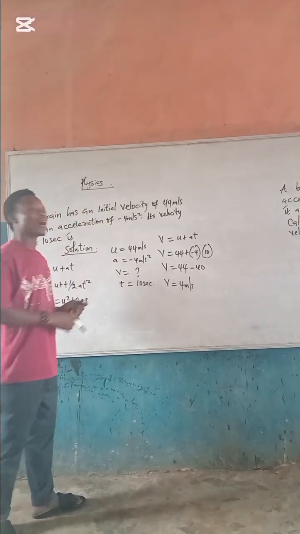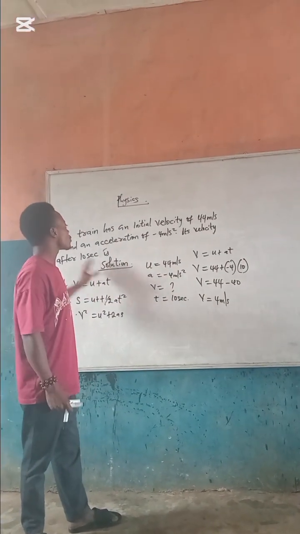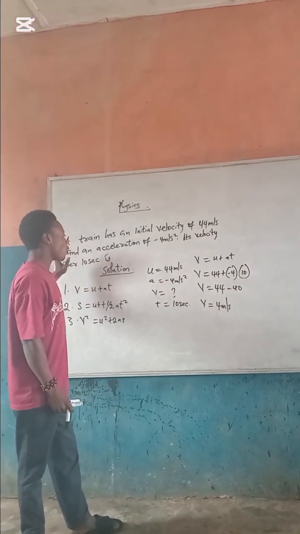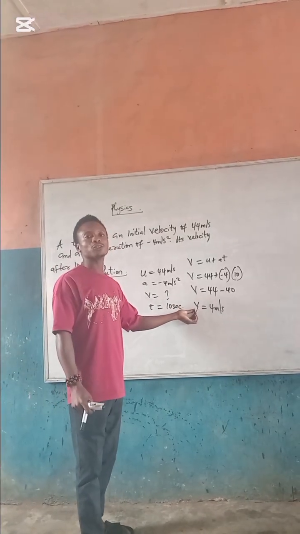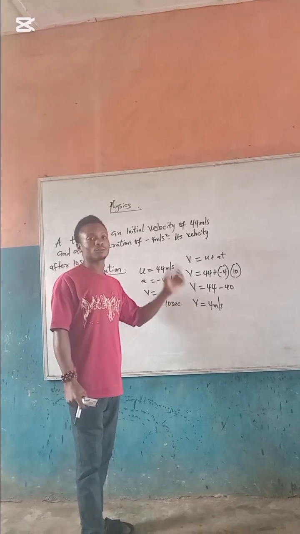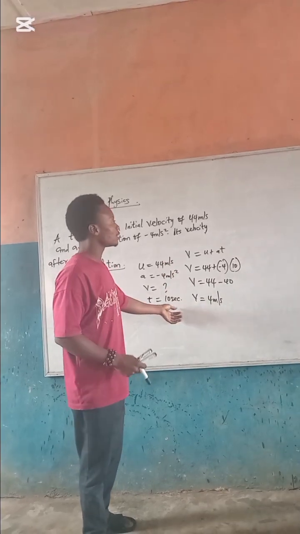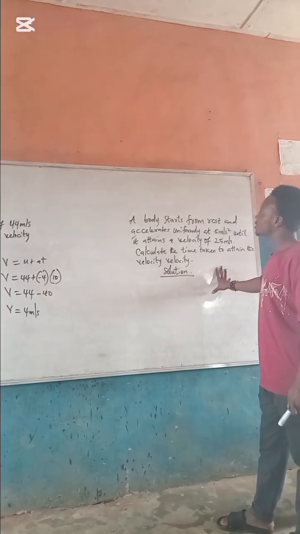So that is as simple as that. This is how to solve something of this kind. It's very simple. This is the final answer. The final velocity is 4 meters per second. So that is it. Let's look at this one, from rest.